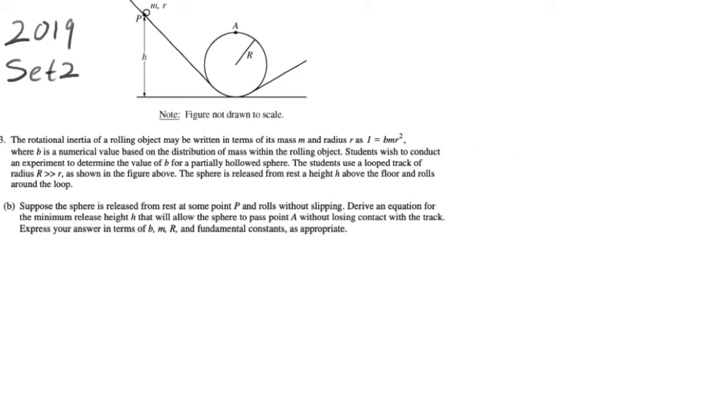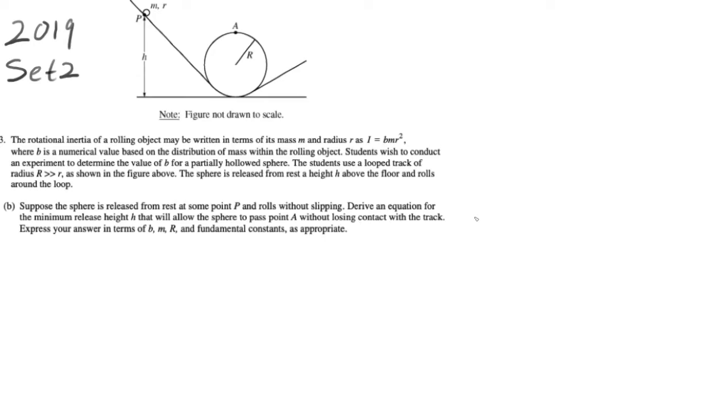Part B. Suppose the sphere is released from rest at some point P and rolls down without slipping. Derive an equation for the minimum release height h that will allow the sphere to pass point A without losing contact with the track. Express your answers in terms of these variables and fundamental constants as appropriate. The question uses the key term derive, which means we have to use an equation from the equation sheet or an equation that we've derived in the answer before.